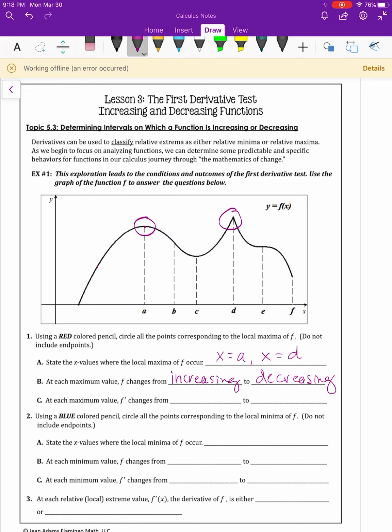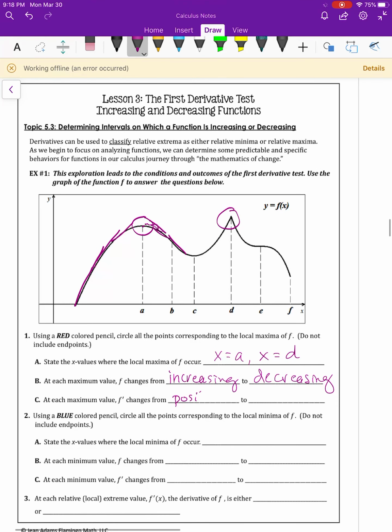And what about the derivative? If we were looking at the slopes of the tangent lines, we would see slopes of tangent lines are positive, positive, positive, positive. And then they go to 0, and then they go negative, negative, negative, negative. So they're going from positive to negative.